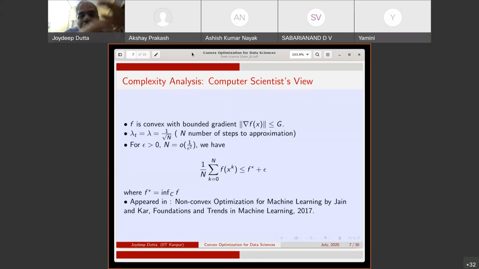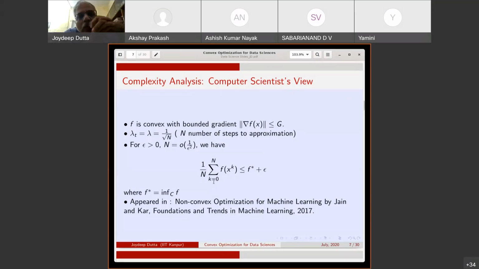So here they are not bothered about Lipschitz gradient. They're saying that the gradient itself is bounded by some G, so within the set C, the gradient of f(x) must be bounded by some G, right? I think it shouldn't be k equal to 0. It should be k equal to 1 to n. Doesn't matter. If it is 0 to n, it should be n plus 1.